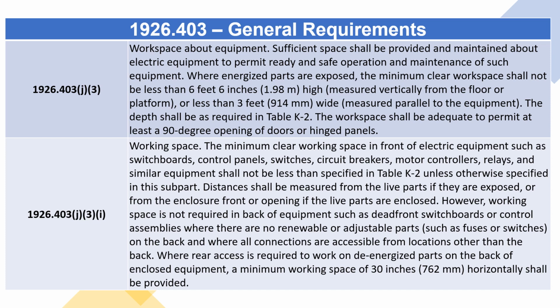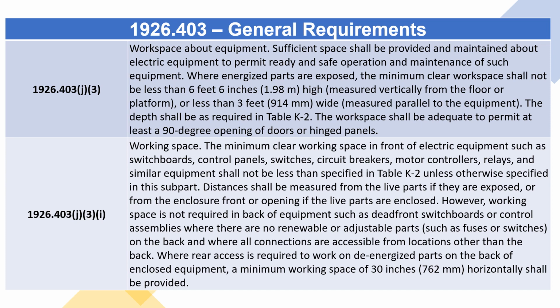1926.403 J3I Working space. The minimum clear working space in front of electric equipment such as switchboards, control panels, switches, circuit breakers, motor controllers, relays, and similar equipment shall not be less than specified in Table K2, unless otherwise specified in this subpart. Distances shall be measured from the live parts if they are exposed, or from the enclosure front or opening if the live parts are enclosed.